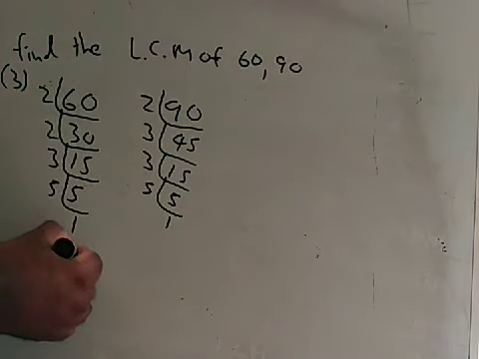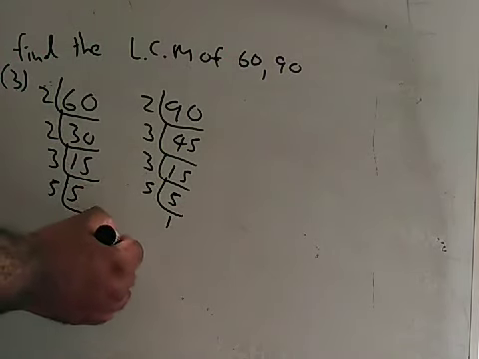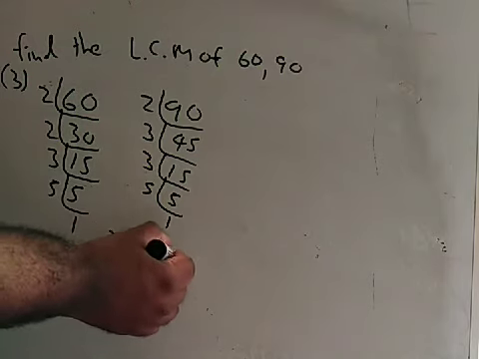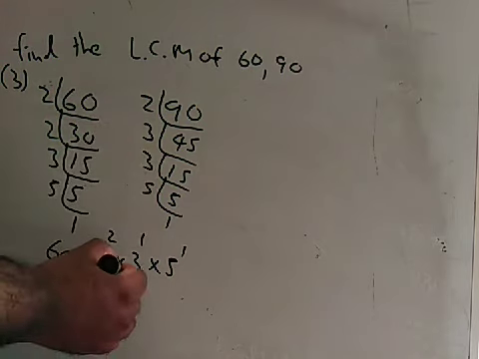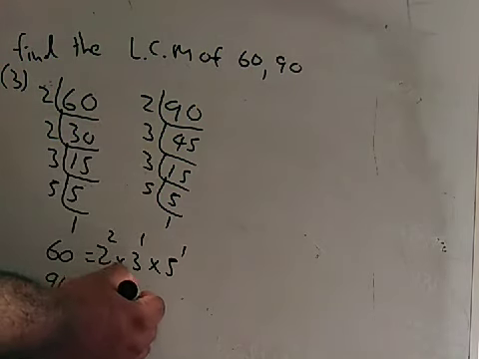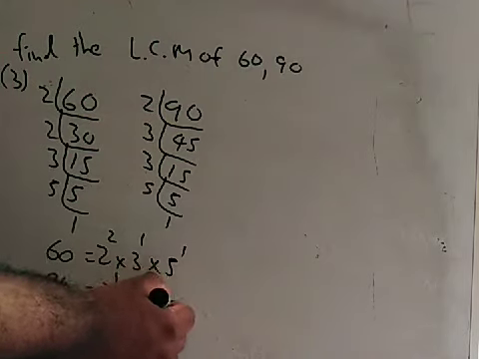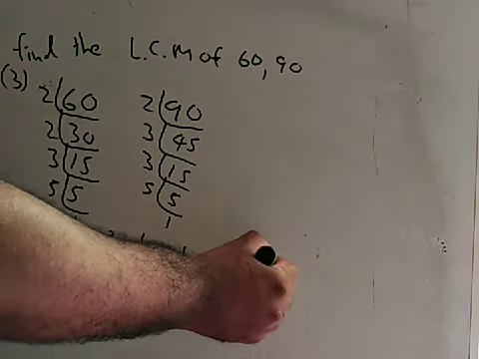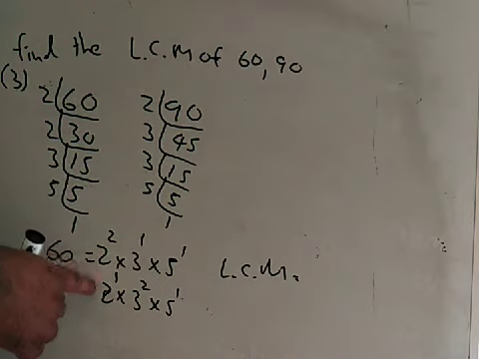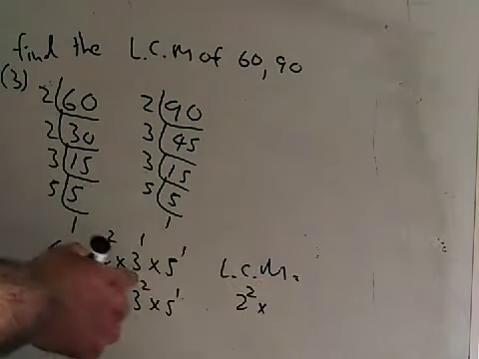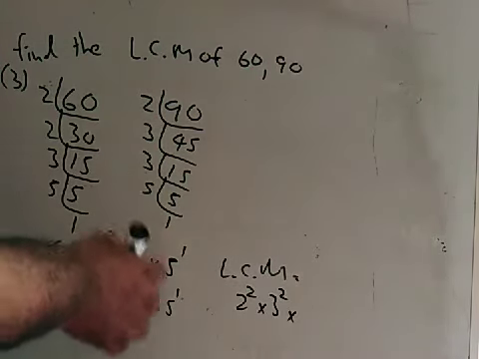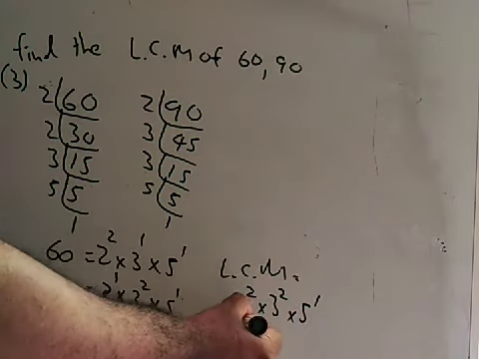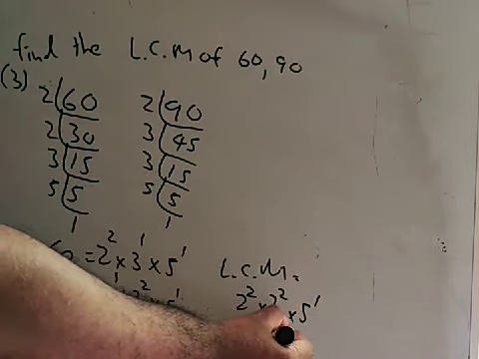Then 60 can be written as 2 to the power 2, 3 to the power 1 and 5 to the power 1. 90 can be written as 2 to the power 1, 3 to the power 2 and 5 to the power 1. For the LCM, take the highest powers: for base 2, 2 to the power 2; for base 3, 3 to the power 2; and for base 5, 5 to the power 1. Then 2 to the power 2 is 4, 3 to the power 2 is 9, and 5.